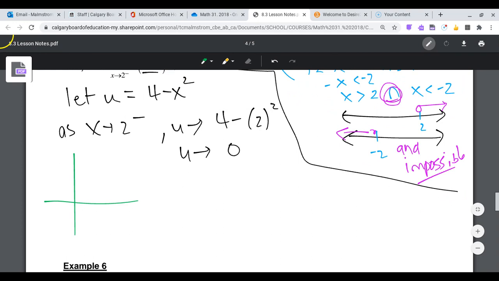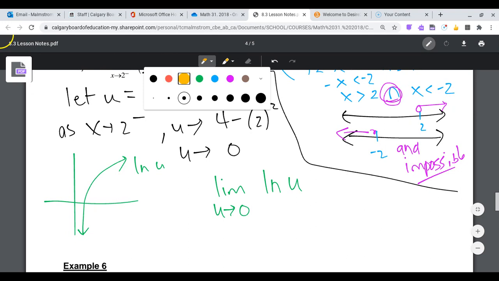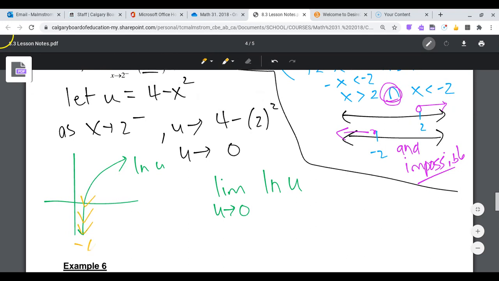Okay, so now instead of ln of 4 minus x squared, we have ln u. What does the graph look like? Well, that's just my graph of ln u. Lucky for us. And so what's happening as u approaches 0? So now we're looking at the limit as u approaches 0 of ln u. Well, as u approaches 0, the graph is approaching negative infinity. That's the best way to do those limits.